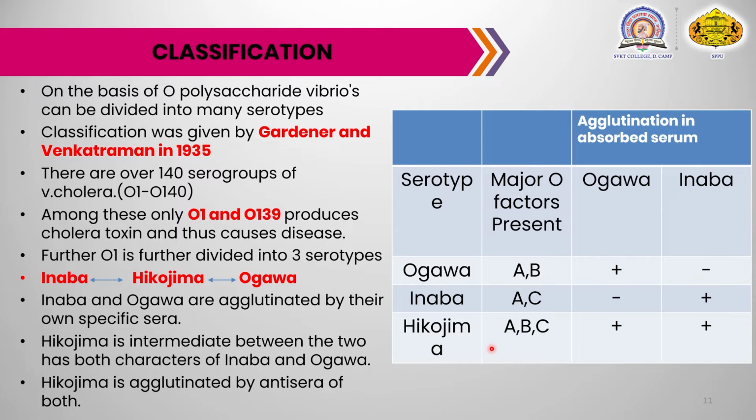Hikojima, the major factors present are A, B and C. So it possesses all these three factors, and because of this, the organism is agglutinated by antisera of Ogawa as well as Inaba. It is said that the organism has a tendency to change from Inaba to Ogawa, and Hikojima is the intermediate between Inaba and Ogawa, and therefore Hikojima has a tendency to get agglutinated by the antisera of both Ogawa as well as Inaba.